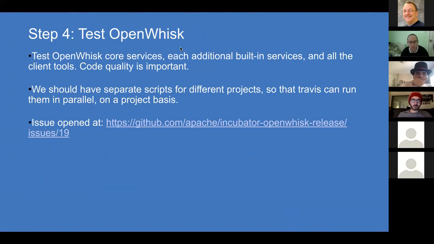We have OpenWhisk core, we have CLI, we have API gateway, and we have different runtimes. Each repo may have separate test cases, so this test step should also be run in parallel. We also need separate scripts for different services or components. So I opened issue 19 for this step.